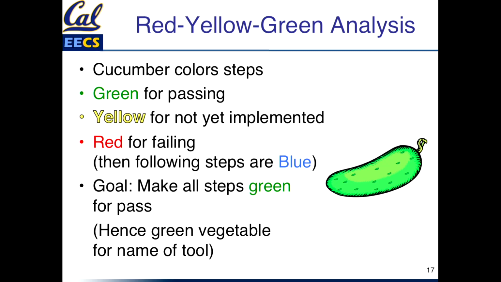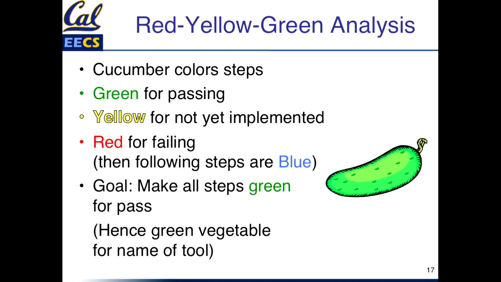So green means the step passed. This is of your scenario, right? The green steps passed. Yellow means you haven't implemented them yet. Red means it failed. And if it fails, it's going to stop there, so all the steps afterwards, it's going to color blue. So the goal is to make this red, yellow, green analysis. You want to make all your steps green.